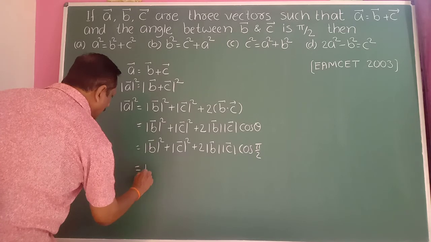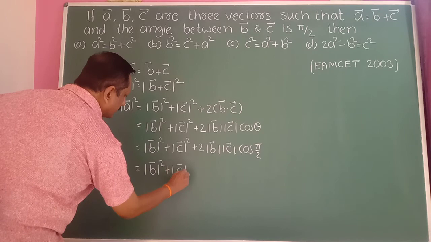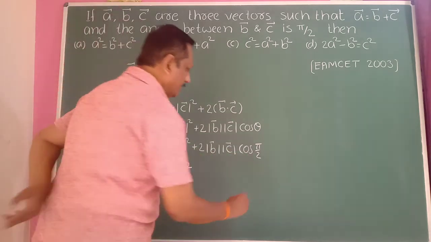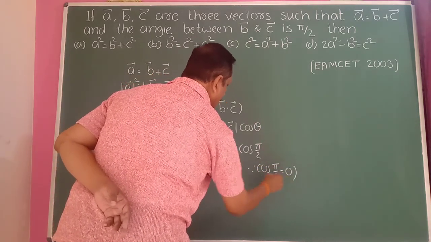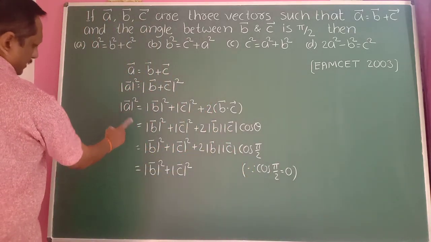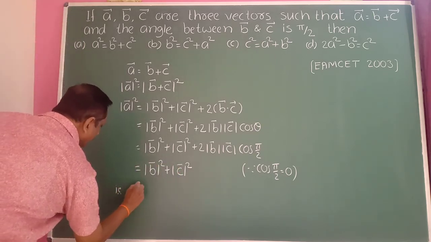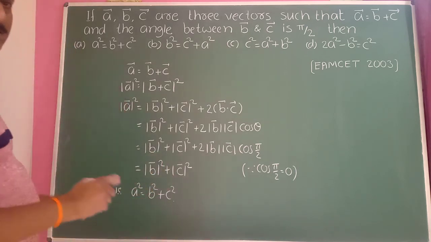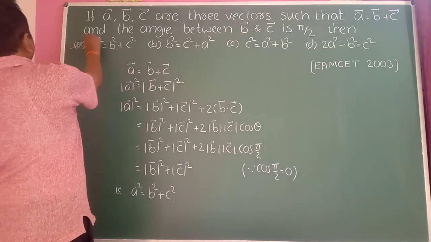Therefore this is equal to modulus of B bar square plus modulus of C bar square, and you know that cos pi by 2 is 0. 0 into any term becomes 0, because the cos of 90 degrees is 0. Therefore modulus of A bar square is equal to modulus of B bar square plus modulus of C bar square. So we can write A square is equal to B square plus C square. Modulus means the length of the side here. Hence A square equals B square plus C square. So the first option is correct.